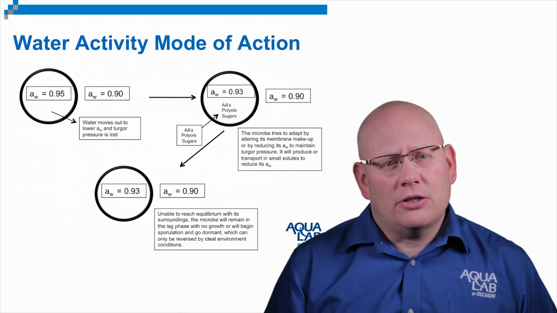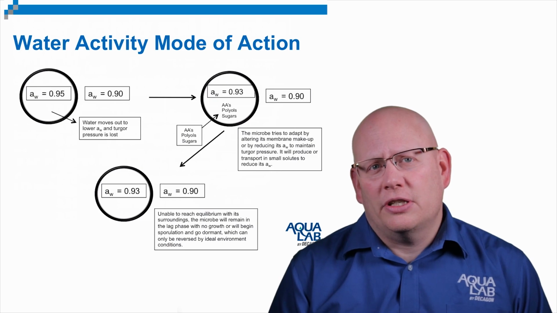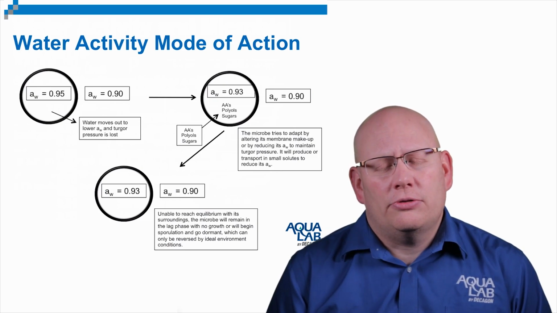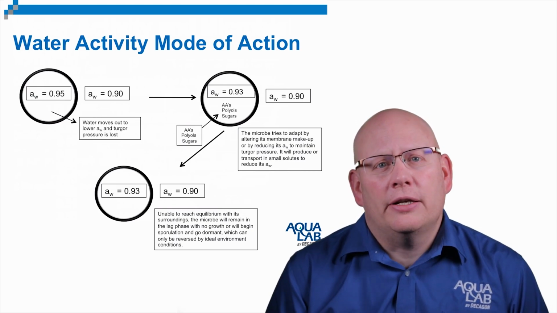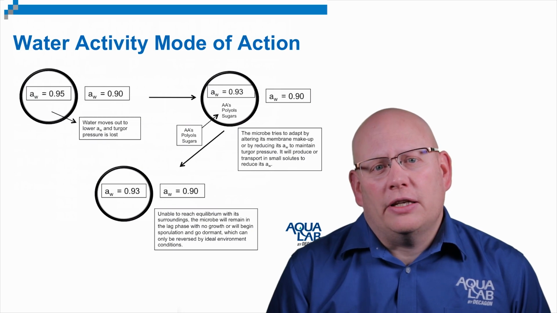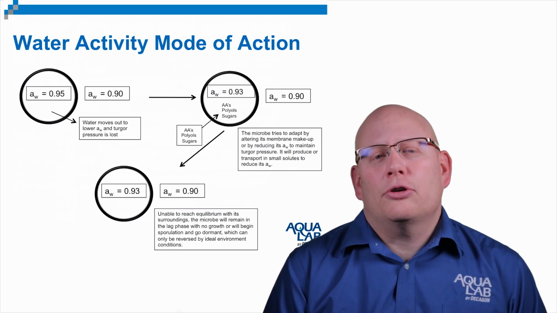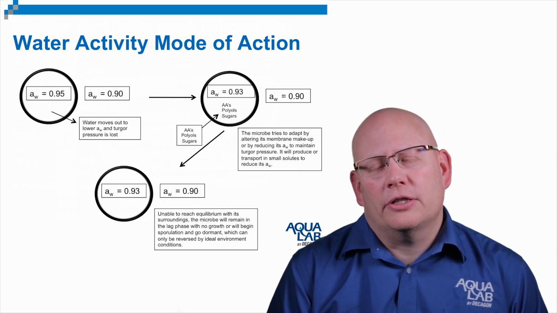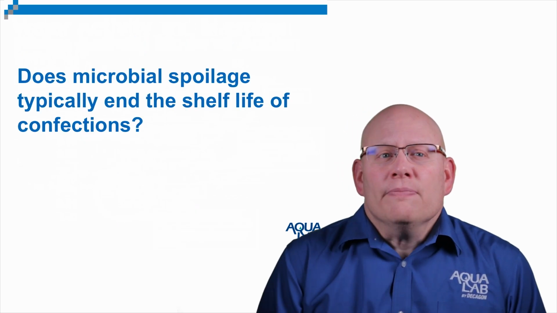And they'll do this by concentrating solutes, either from its surroundings or by ones that it produces itself, to lower the water activity by concentrating the solutes inside the membrane. Now, it can only do this to a certain extent, as we talked about, and once it encounters water activities less than that, then it will go dormant and it will stop growing. And so that's how water activity can control microbial growth.